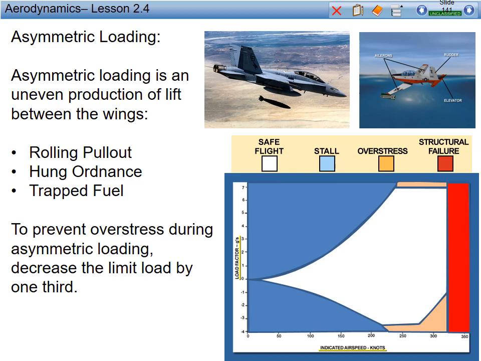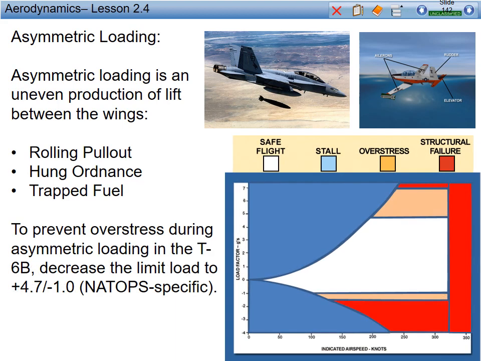Asymmetric loading. Asymmetric loading is an uneven production of lift between the wings. This can be caused by doing a rolling pullout, carrying hung ordnance, or having trapped fuel. To prevent overstress during asymmetric loading, the pilot must decrease the limit load by 1/3. For the T6, it is simplified even further. In an asymmetric loading scenario, your limit load is decreased to positive 4.7 to negative 1.